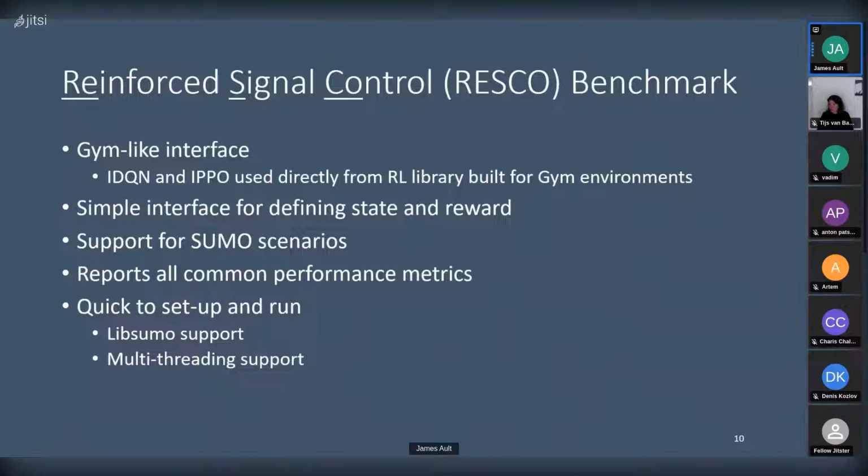The benchmark is not only quick to set up, but is also quick to run as it features libsumo support. Libsumo is a C++ interface for Sumo, which greatly reduces overhead, allowing for much faster simulation execution. Further, Resco has multi-threading support to facilitate executing many instances of Sumo, which is important when you have to run many experiments to get confidence intervals, which can be a pain to set up.